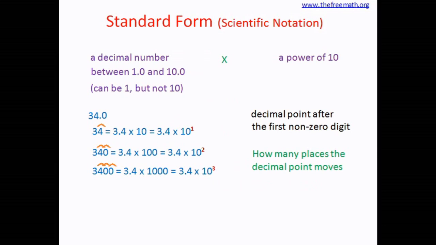The first part is always 3.4 because we write the decimal point after the first non-zero digit. So in all these three numbers, whether it is 34, 340 or 3400, the first part is always 3.4. And the second part, where you have a power of 10, varies because it is based on the number of places the decimal point moves.